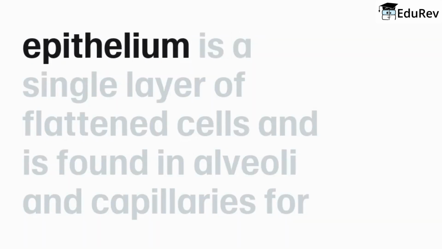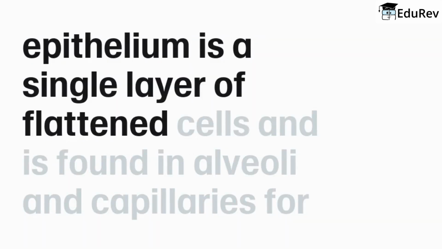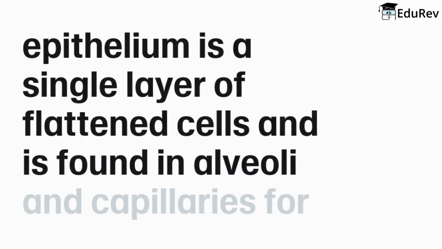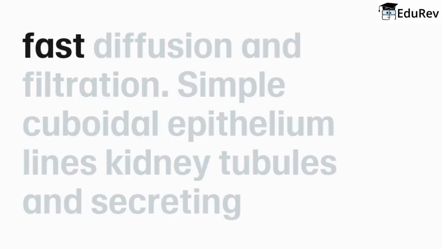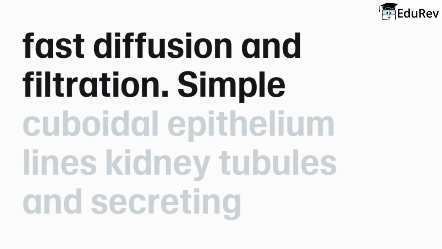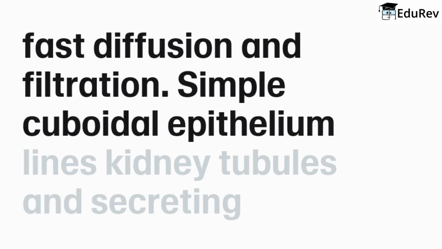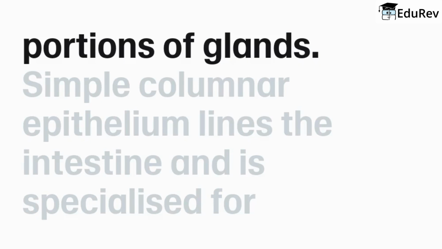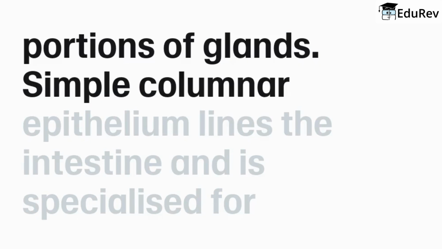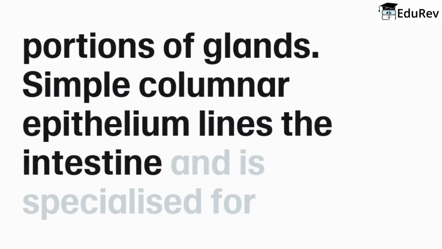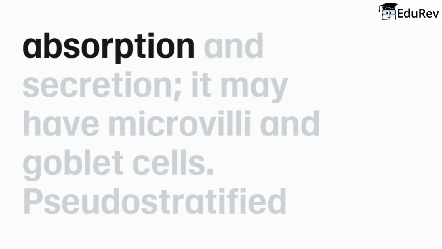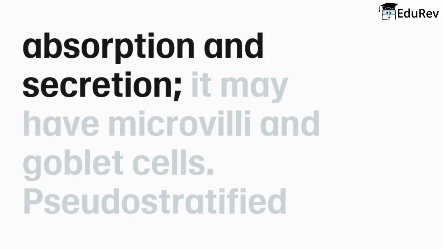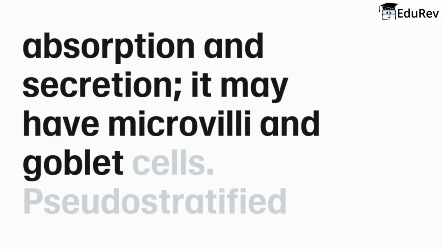Simple squamous epithelium is a single layer of flattened cells and is found in alveoli and capillaries for fast diffusion and filtration. Simple cuboidal epithelium lines kidney tubules and secreting portions of glands. Simple columnar epithelium lines the intestine and is specialized for absorption and secretion. It may have microvilli and goblet cells.